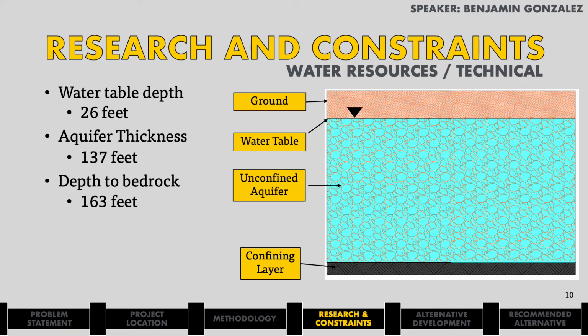My name is Benjamin, and I'll be presenting the Water Resources Team research and technical constraints. Data was retrieved from our monitoring wells located within the project site, as well as the boring logs that were provided to our geotechnical team. They indicated a depth to water of 23 feet and a depth to bedrock of 167 feet. From this data, we were able to find the aquifer thickness to be 137 feet. This information assisted us in designing our wells as well as our pump stations. I will also be going over the research and constraints from our structural team in the next slide.